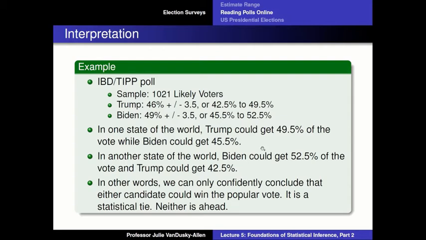So in one state of the world, Trump could get 49.5% of the vote, and Biden could get 45.5% of the vote. And in another state of the world, Biden could get 52.5% of the vote, and Trump could get 42.5% of the vote. In other words, we cannot confidently conclude from this poll that either candidate could win the popular vote. It may look like Biden's ahead, but it is technically a statistical tie. Neither is ahead.